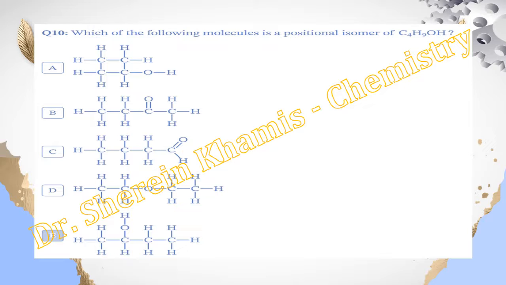We have OH on the main chain, or the main skeleton of the carbon. So it is a positional isomer of C4H9OH, as we have OH on the main carbon skeleton, making a functional group OH, or phenol.